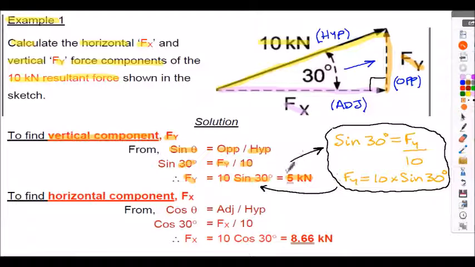Just for clarity, I've tried to show you the calculation here on 2 lines. Sometimes students understand the calculations better when I've written it on 2 lines.